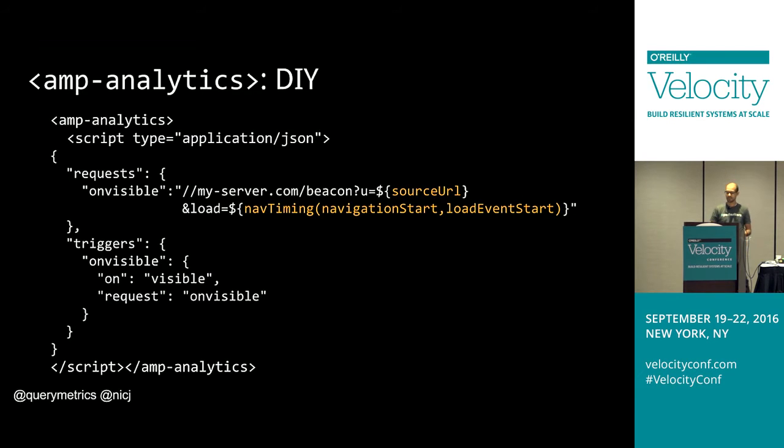So here's a very short example of a config that you can use to send data back to your own server. You can see in the request section of the JSON, we set up the URL that the beacon is going to be sent to. With some variable substitutions, we're sending back the URL as well as a load time, and the trigger defines when it's going to be sent. What's important here is the on variable, and it's going to be sent on visible.